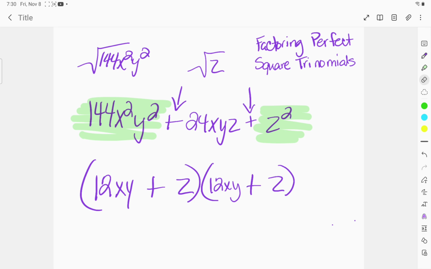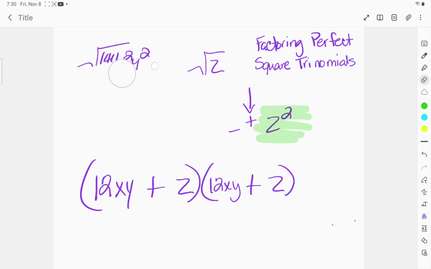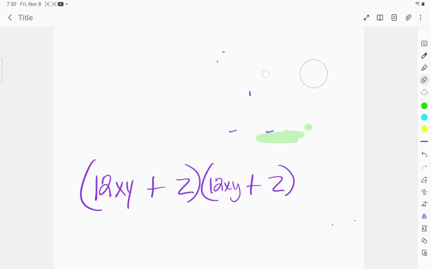So you need to write down every one of these steps. Don't just write down the answer, because if you just write down the answer, you're not going to have a clue how we got that answer. So write down every step. All right, let's do one more of these and then we will be done with this video. So we're going to have 4a squared b squared minus 12ab plus 9.